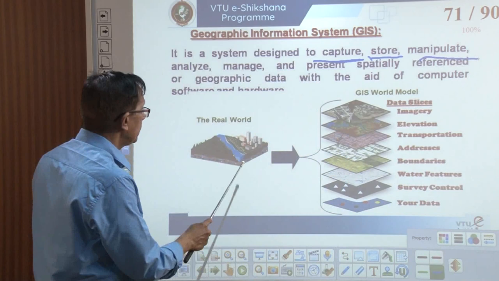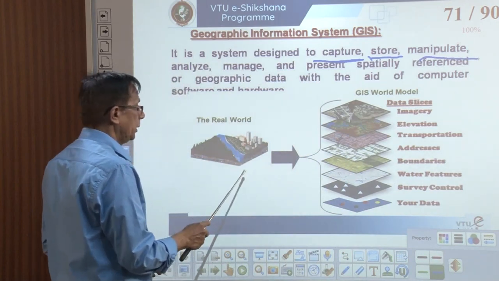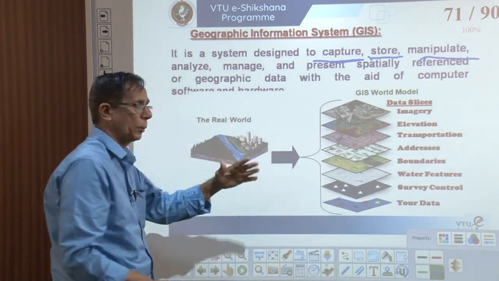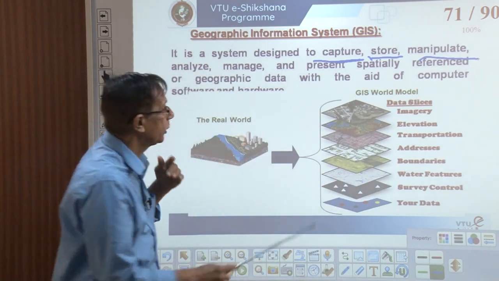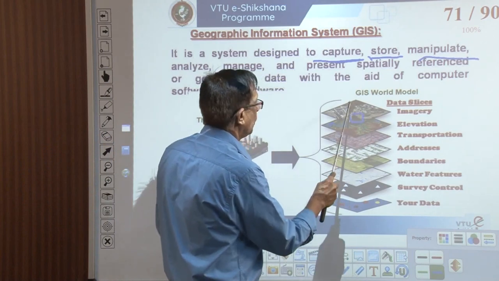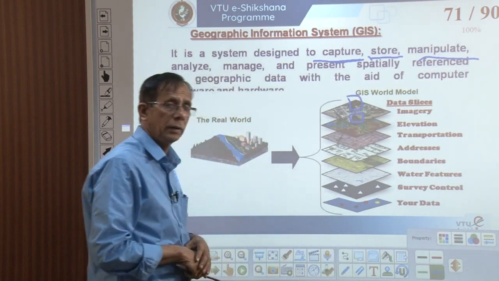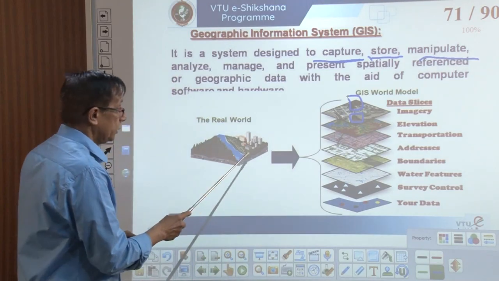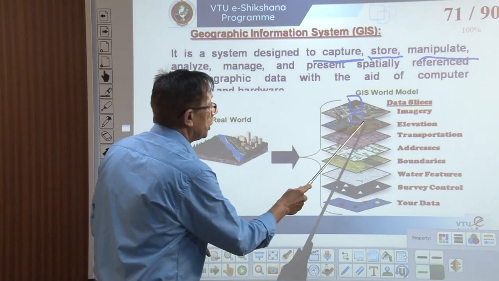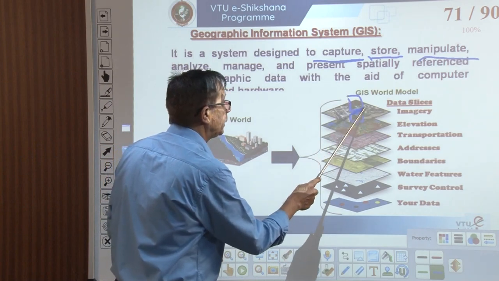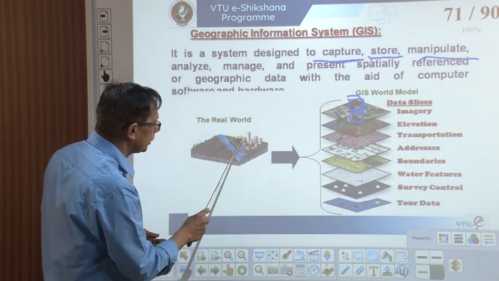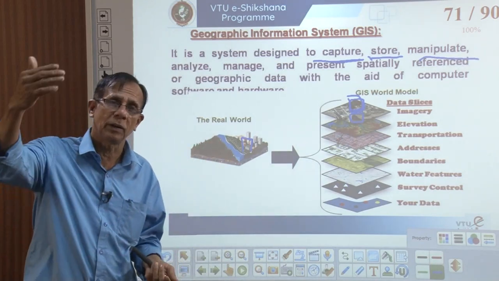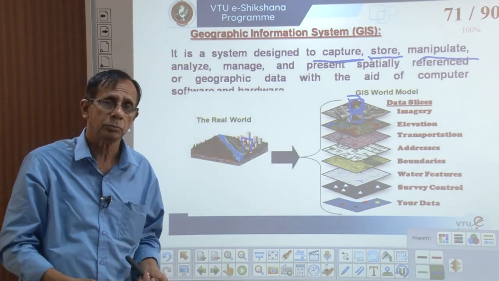Manipulate means I have an image. This is a ground image, I have got the photograph. This may be the settlement map. Tomorrow I have to construct one more house or one more building like this. How does it look? In this image I try to construct one, and then I can model and imagine how it looks on the real ground.